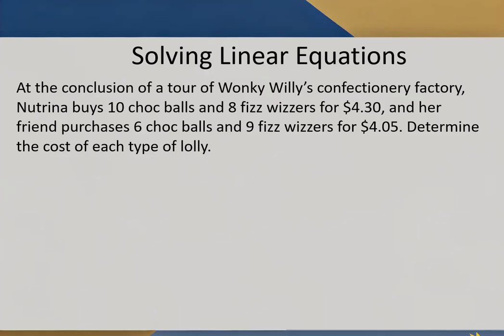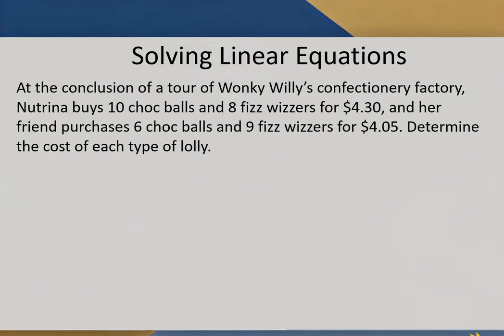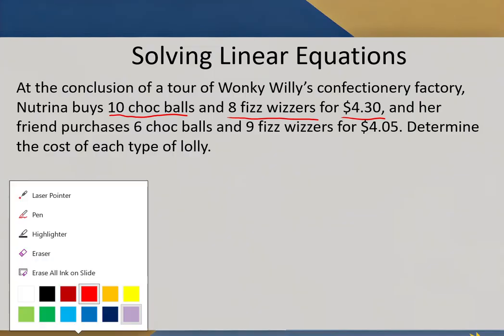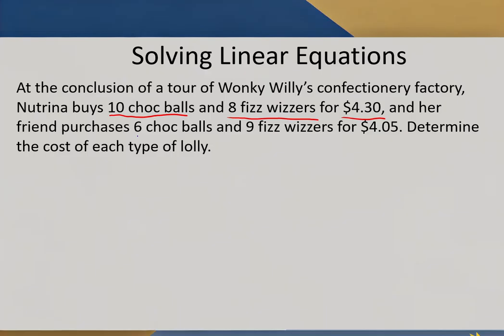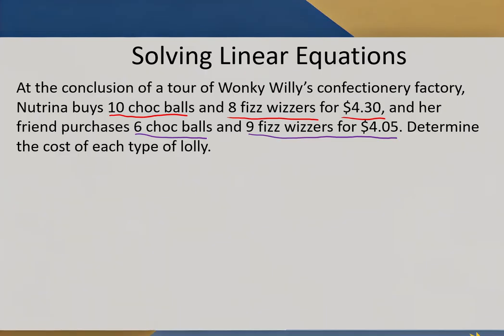So the first thing I'm going to do is look at what is the information that's given for my first equation. It says here, Neutrina buys 10 shock bowls and 8 fizz whizzes for $4.30. That's the first equation that I'm given. The second equation I'll do in purple, and it says that her friend purchased 6 shock bowls and 9 fizz whizzes for $4.05. So I'm going to write this into two equations.